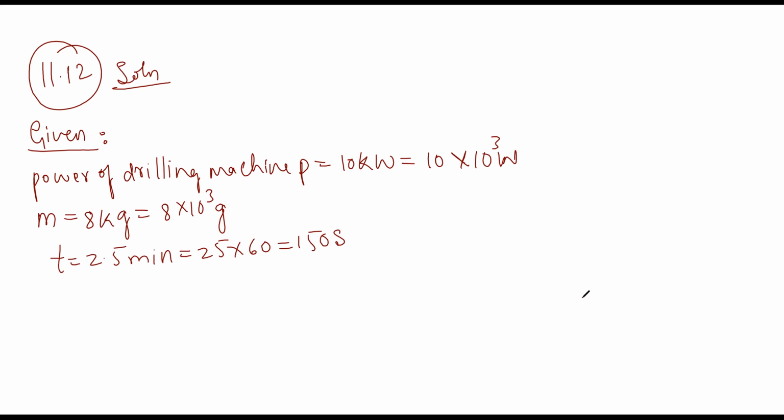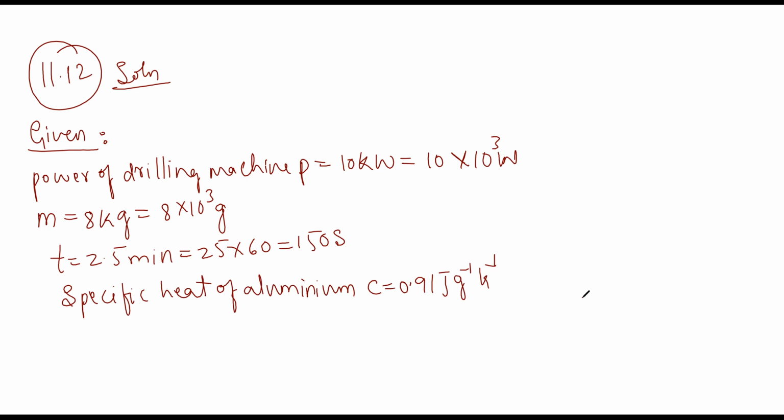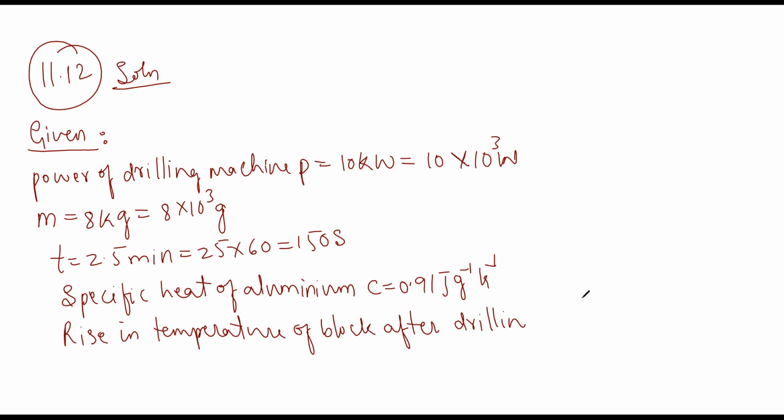Specific heat of aluminum, let us take it as C. Let us represent the specific heat of aluminum as C. 0.91 joules per gram per Kelvin is given in the question itself. So rise in temperature of the block after drilling, let us consider that as delta T, we can take it as change in temperature.